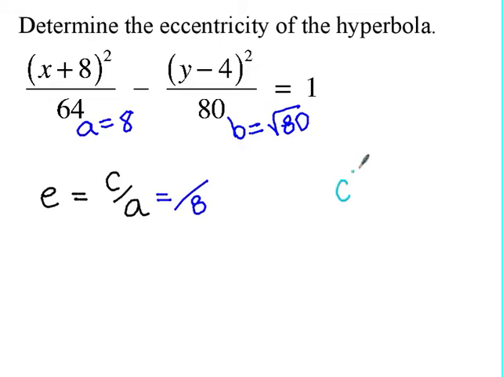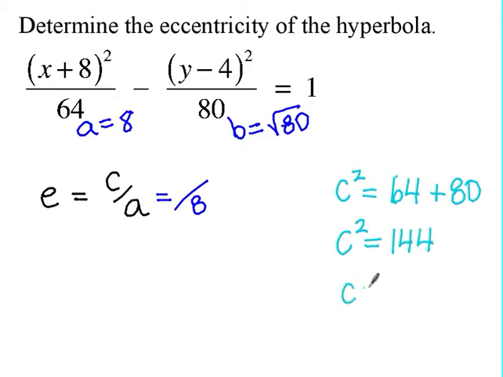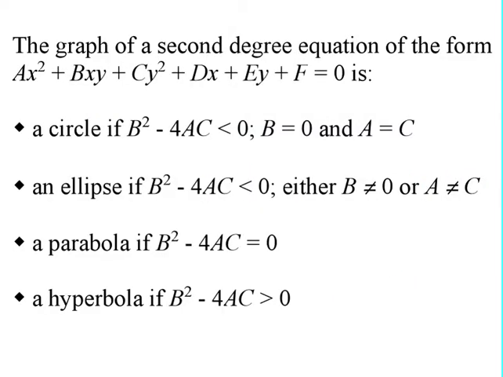I know that C squared equals A squared, which is 64, plus B squared, which is 80. So C squared is going to equal 144. What does C equal? 12. So let's plug 12 in here. Reduce it down. What's your eccentricity? 3 over 2. So that's all you're going to do. It sounds like it's really confusing and really hard, but it's not. Is that okay? All right, last thing we're going to cover.